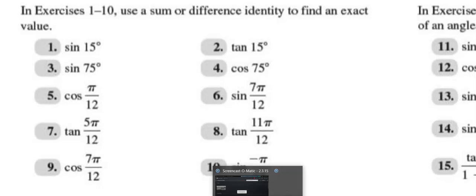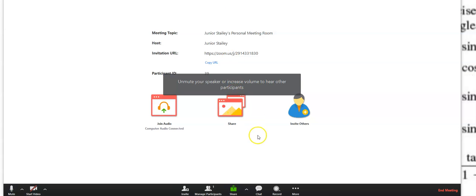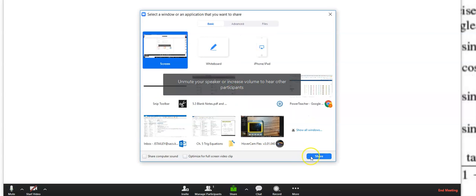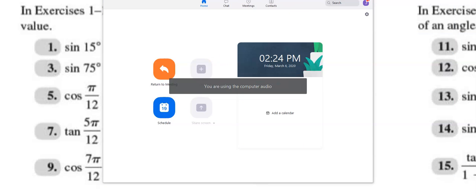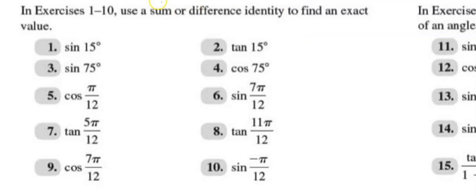Let me get my writing tool up and running. It is 5.3, that's where we're at. So let's do question 1. Sine of 15 degrees. Use a sum or difference identity to find an exact value.